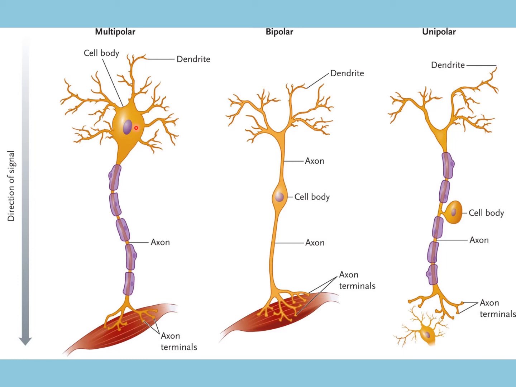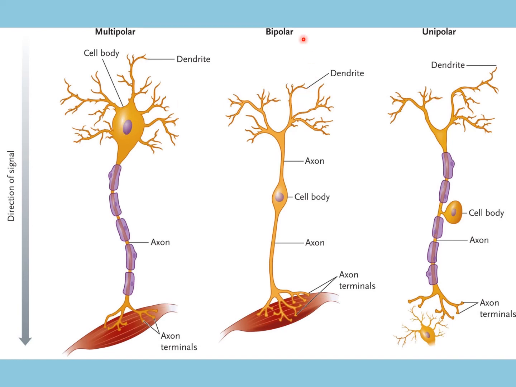In multipolar neurons, we have many projections that all come out of a single cell body. So you can see there are many dendrites on this cell and a single axon. But overall, there are many projections leaving the soma. Remember, multipolar neurons are also called motor neurons.